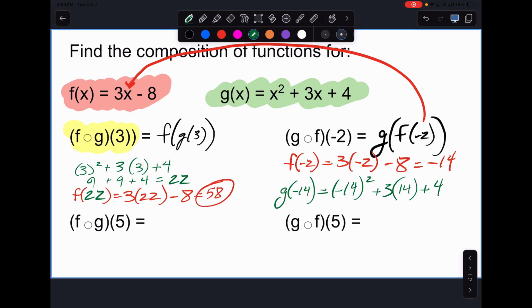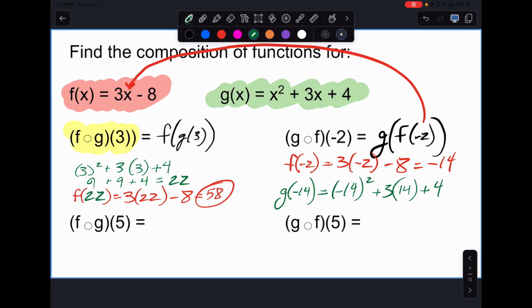What's -14 squared? It's going to be positive 196 because it's a negative times a negative. Plus 3 times -14, which is -42, plus 4. I did that again. That should be a -42 because that's supposed to be a -14. Okay, so 196 plus 4 is going to give me 200 minus 42 equals 158 is our value. Okay, so it's really step by step by step.